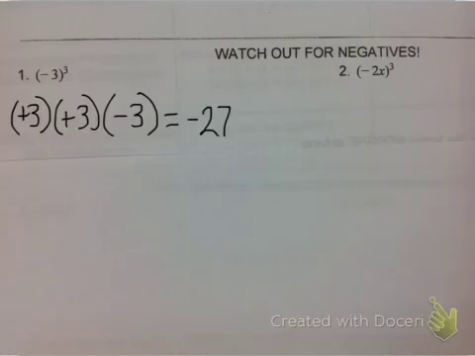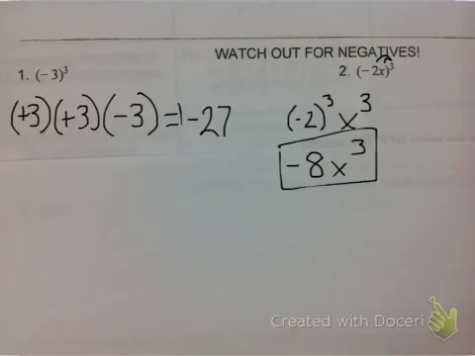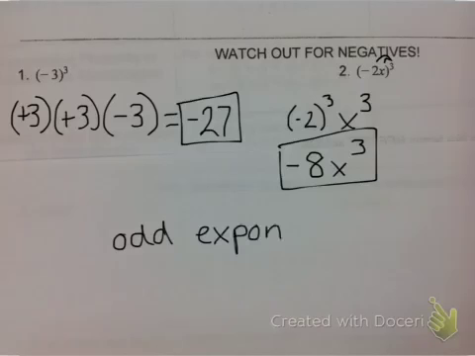Same idea for number 2. Just make sure you distribute that negative. So we have negative 2 cubed x cubed. And negative 2 cubed, since there will be 3 negatives, is negative 8. So we get negative 8x cubed. So just remember, if your exponent is odd, you need to watch out for your negatives. Okay?